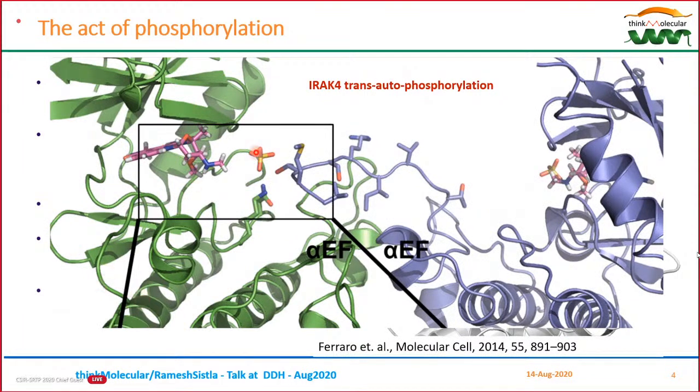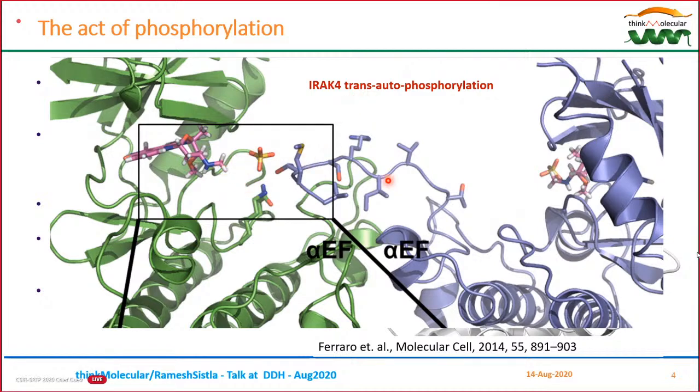So what does IRAK4 do? How does it get phosphorylated? This is a very interesting paper that came in 2014, which showed that IRAK4 gets trans-autophosphorylated, by which we mean that if there is a single molecule of IRAK4 with ATP bound, it cannot phosphorylate itself. But one molecule of IRAK4 phosphorylates the other molecule of IRAK4 and vice versa. Therefore, for this autophosphorylation to happen, you need two molecules of IRAK4.